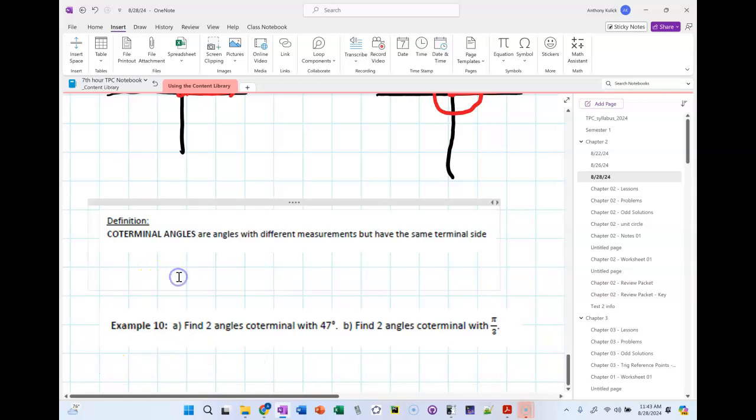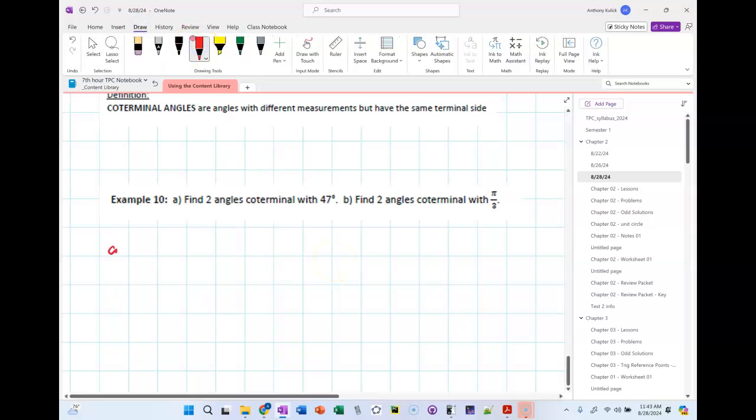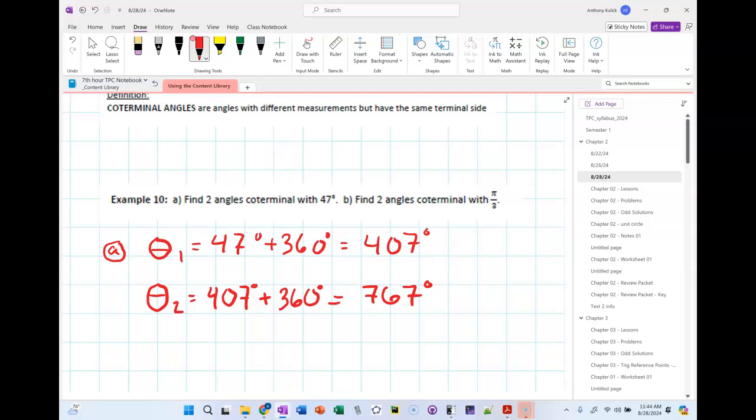So here it says, find two angles that are coterminal with 47 degrees. Okay. Well, I can just take that 47 degrees and add 360 to it. So 407 would be one possible answer. And then to get my next possible answer, I could just take that 407 and add 360 again. So 767 would be another one. And I could add 360 again and get another and another and another.